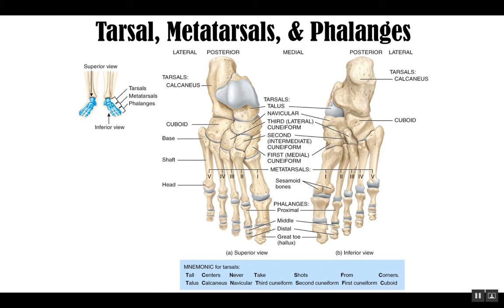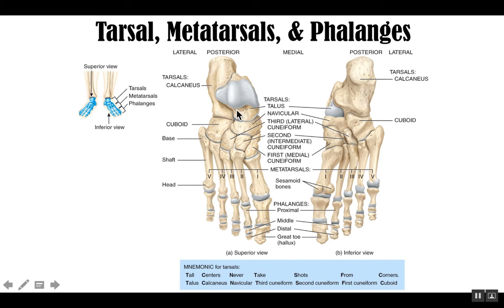The next one is known as the calcaneus. That one you may have heard of. The calcaneus is your heel bone. This is an anterior view. Here is the inferior view. And you can see that that's your heel, your calcaneus. So we have talus, calcaneus.